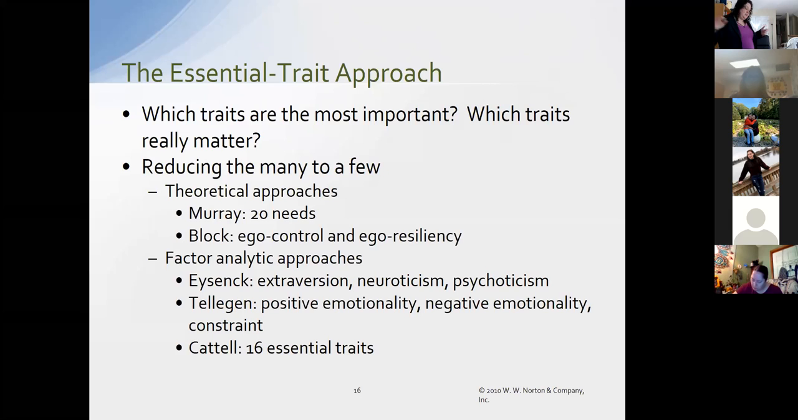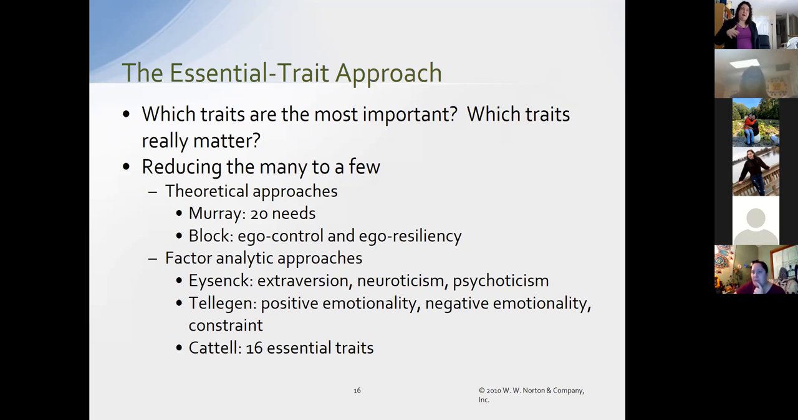Cattell collected huge amounts of data. He had behavior in everyday settings, questionnaires, and lab data with psychophysical measures, which includes things like heart rate, blood pressure, skin conductance, things along those lines. And then Tellegen, Auke Tellegen, came up with positive emotionality, negative emotionality, and constraint. So if you look, Eysenck and Tellegen are actually really similar, right? And Tellegen is a really huge name in this area today.